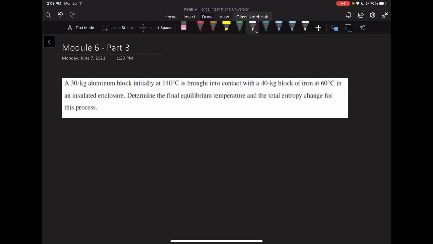In part 3 of Module 6, we're going to continue our discussion of entropy change, and we're going to start this part with 2 example problems looking at what we studied and what we derived in part 2. So the first example problem says a 30 kilogram aluminum block initially at 140 degrees Celsius is brought into contact with a 40 kilogram block of iron at 60 degrees in an insulated enclosure.